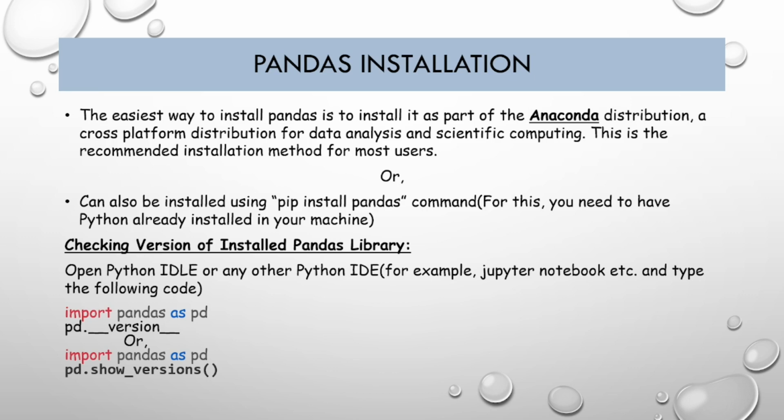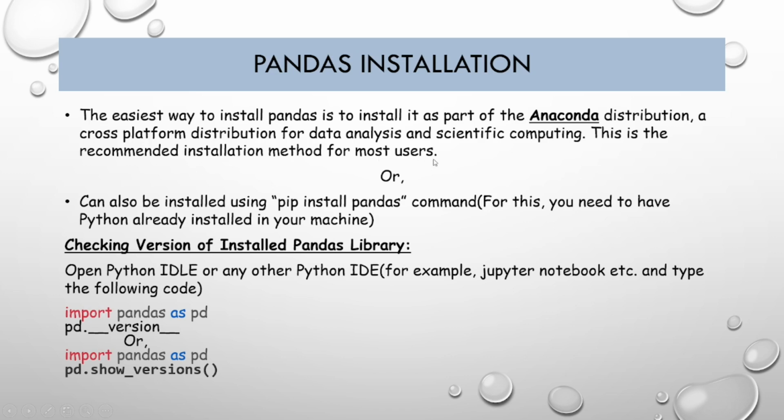So in this video, we are gonna learn how to install Pandas in a Windows machine. So the easiest way to install Pandas in your system is to install it as part of the Anaconda distribution. So what is an Anaconda distribution? It is a cross-platform distribution for data analysis and scientific computing. This is the recommended installation method for most users.